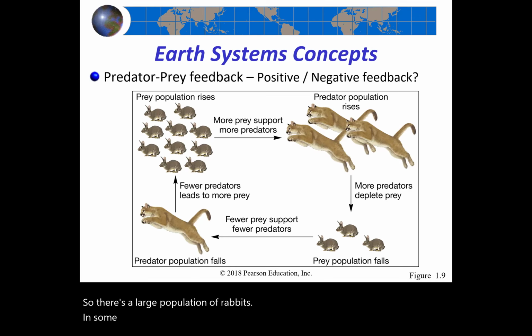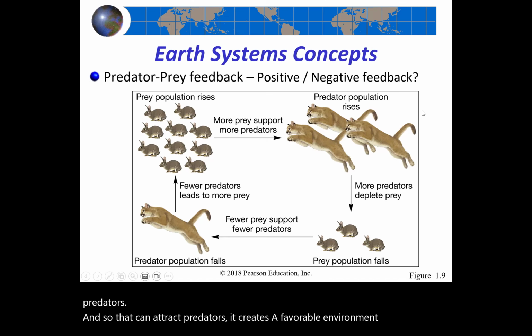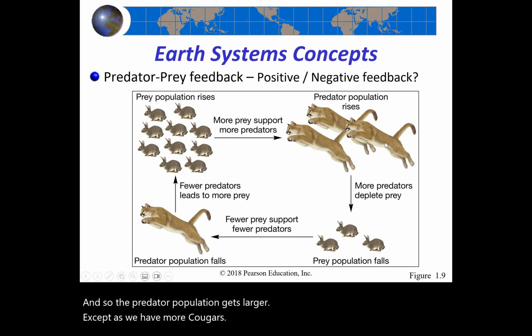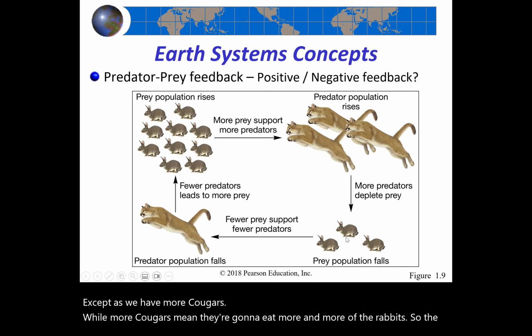Well, lots of rabbits means there's lots of food for the predators, and so that can attract predators. It creates a favorable environment for predators, and so the predator population gets larger and larger. Except as we have more cougars, well, more cougars mean they're going to eat more and more of the rabbits. So the rabbit population falls.